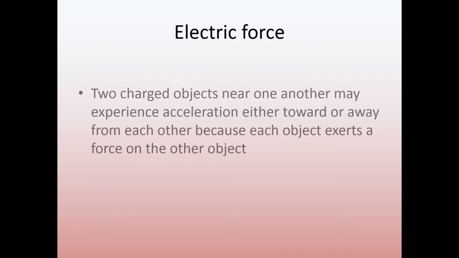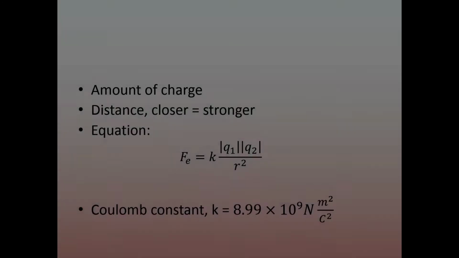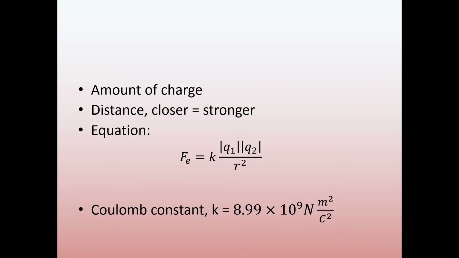If an object is charged, it can exert a push or pull on other charged objects, which leads us to electric force. Electric force is defined by two charged objects near one another may experience acceleration either toward or away from each other because each object exerts a force on the other object. Coulomb's law allows us to calculate the electric force based on the amount of charge and how far or close the charges are to each other.